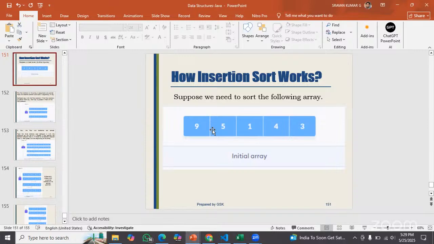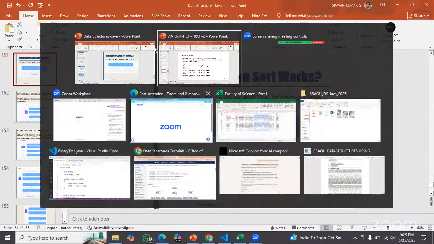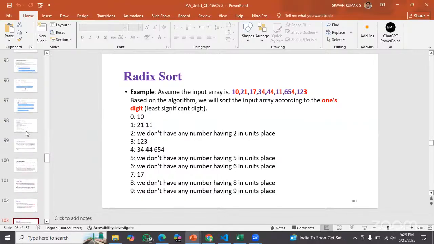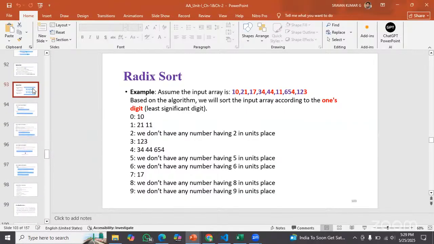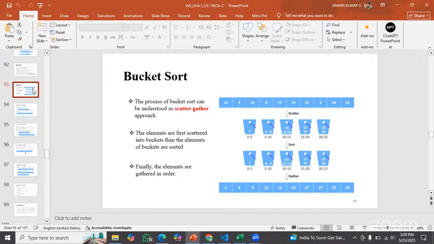Coming to bucket sort and radix sort. In bucket sort, the given array is divided into a number of different buckets. In each and every bucket, we store some values depending on the ranges, and every bucket's elements are sorted individually. After sorting, they are collected or gathered to give the final output. This is bucket sort.